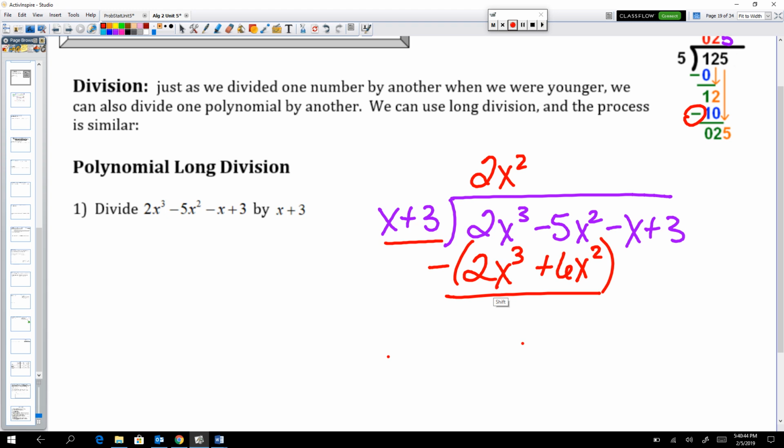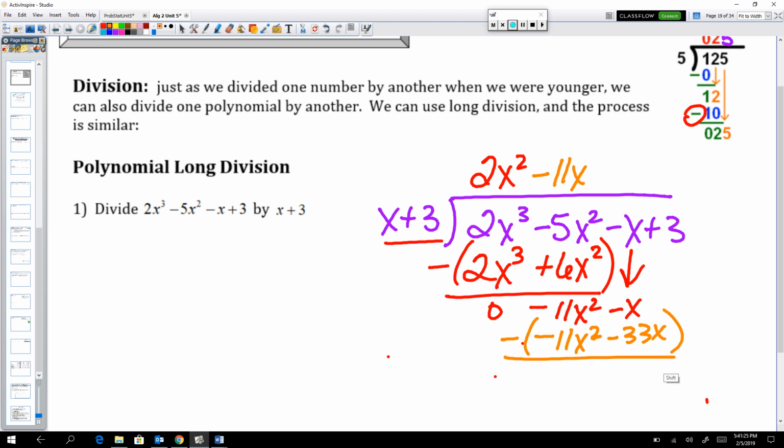So 2x cubed minus 2x cubed is 0. Negative 5x squared minus 6x squared is negative 11x squared. Bring down the negative x, and let's start the process over again. What times x equals negative 11x squared? Hopefully you thought to yourself, oh, negative 11x times x is negative 11x squared. We also have to think, okay, negative 11x times 3 is negative 33x.